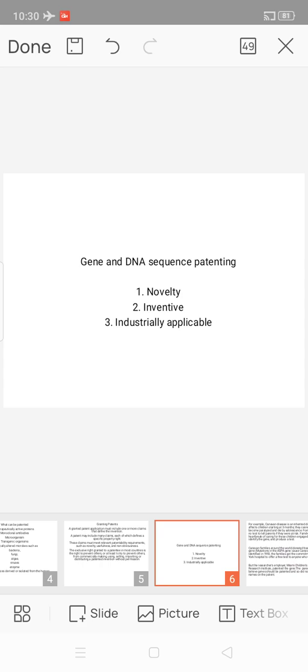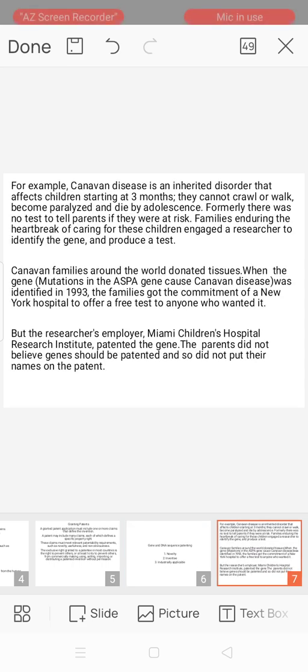The next topic is gene and DNA sequence patenting. A gene is defined as a region of DNA. A gene is a unit of heredity that is transferred from a parent to offspring and is held to determine some characteristic of the offspring. Human beings share mostly the same genes.